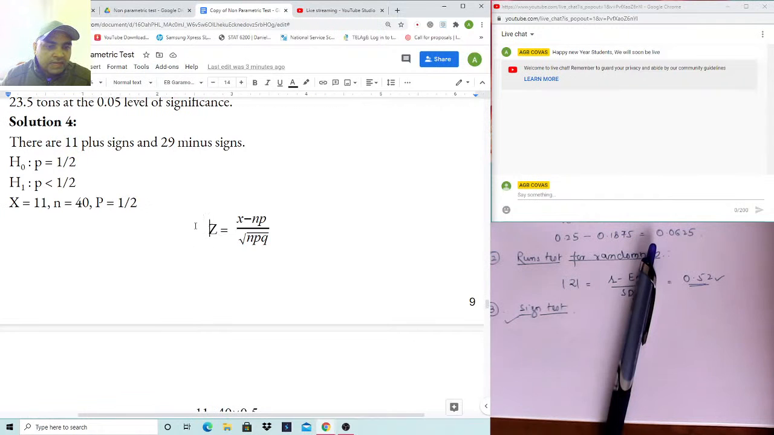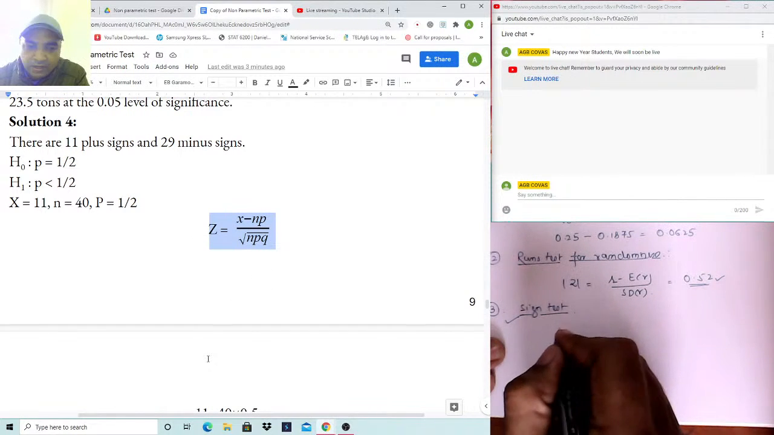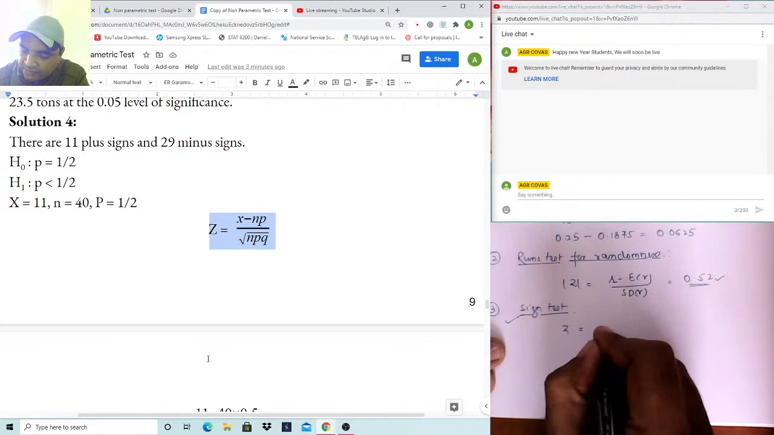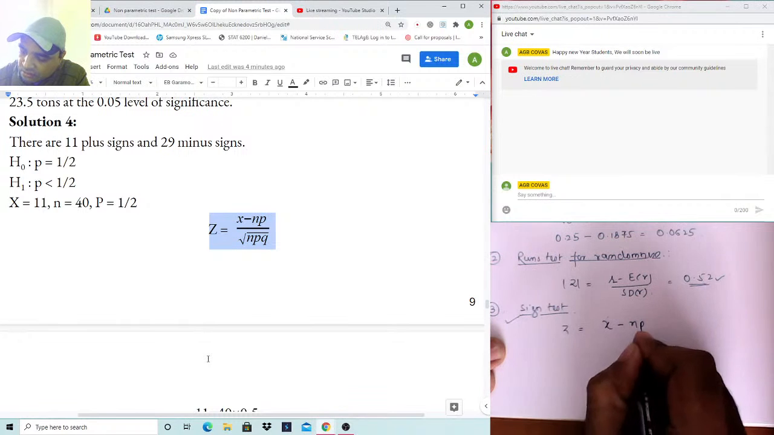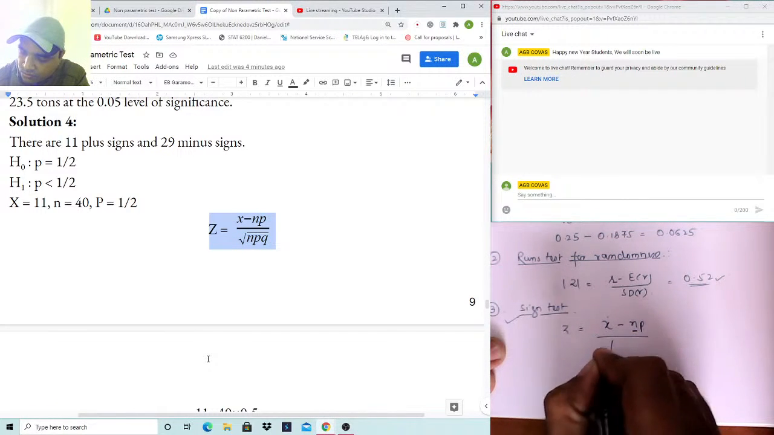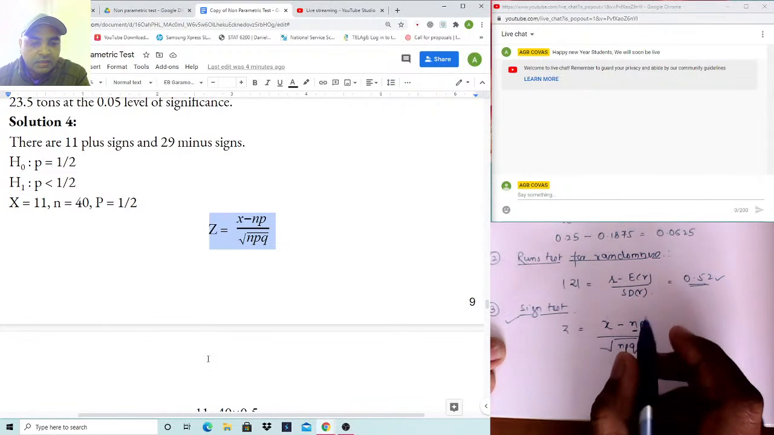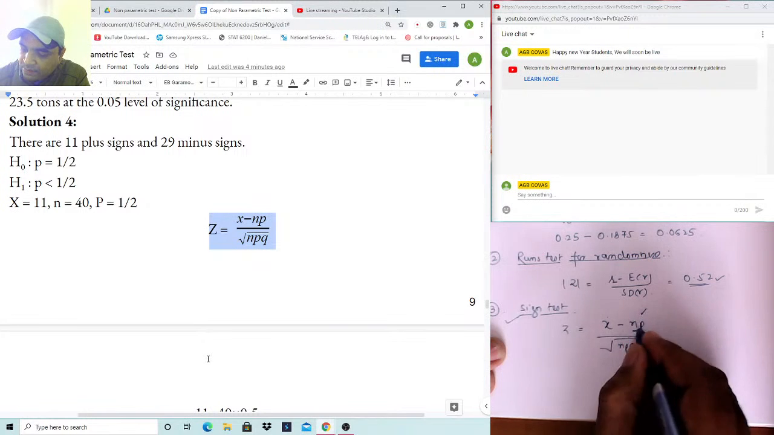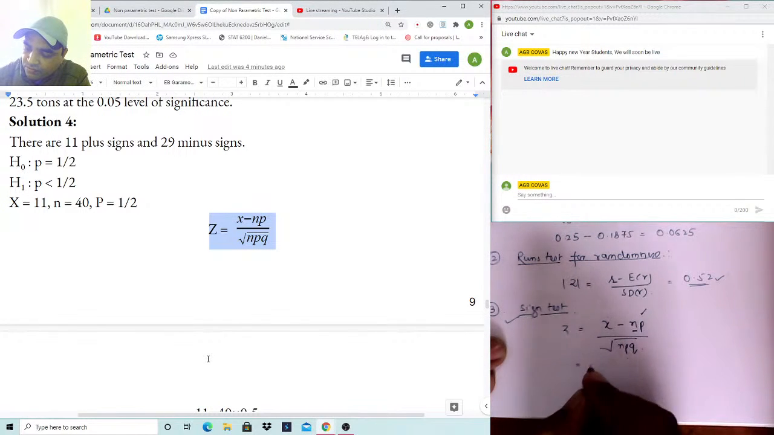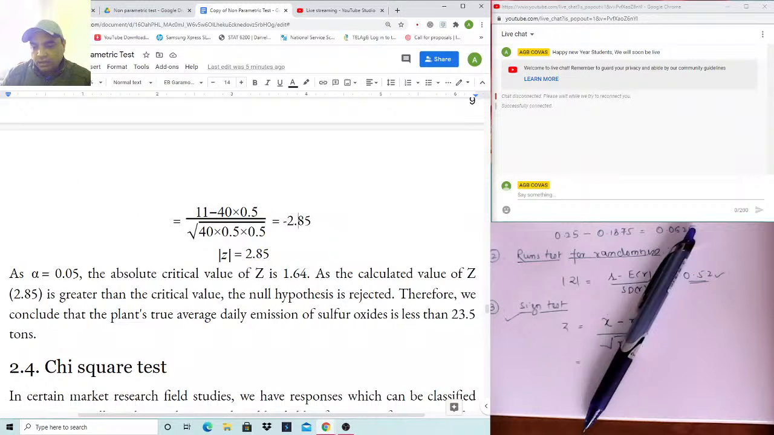This we can calculate using the Z formula, the normal approximation of the binomial distribution. In that, Z will be equal to X minus np, where np is your mean, and the square root of npq is your standard deviation, with variance npq. So we will put the values of p and q here.